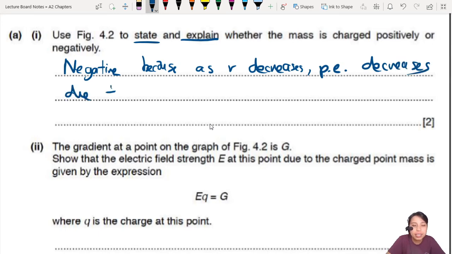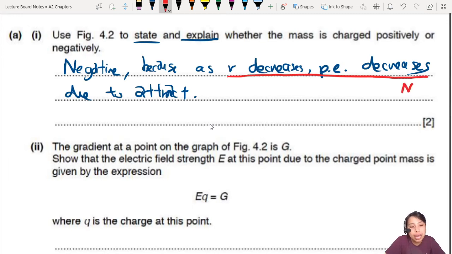due to attraction. So attraction is linked to the negative one, which is why in gravitational fields we always put the negative there, because it's always attractive. In electric fields it's different, it depends. So the first mark comes from you saying your observation, as R decreases, PE decreases. So this is the first M1 mark. To get the final mark, then only you say negative due to attraction. There we go. Okay, so make some notes about that if you have not.